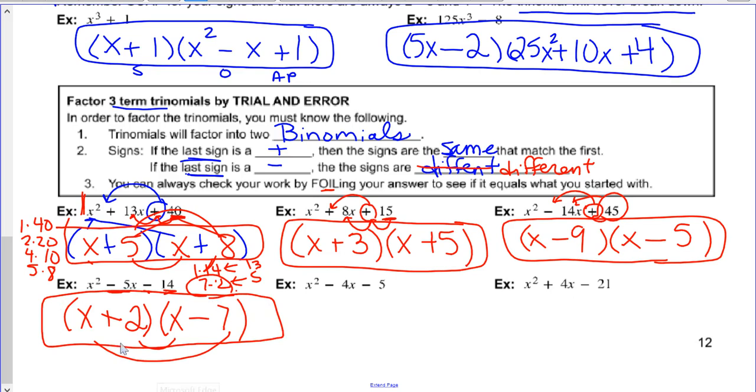If you were to put the 7 here and the 2 here, you would have gotten a positive 5. So you would need to switch the signs if you get that same number but the wrong sign. Okay? So be very careful when you put it in and check the outside and inside.